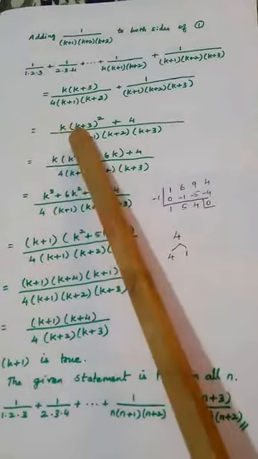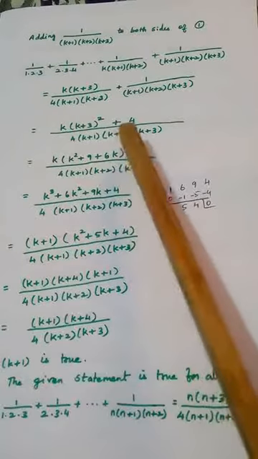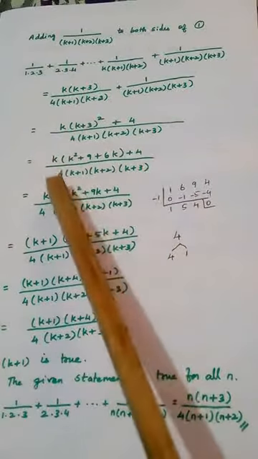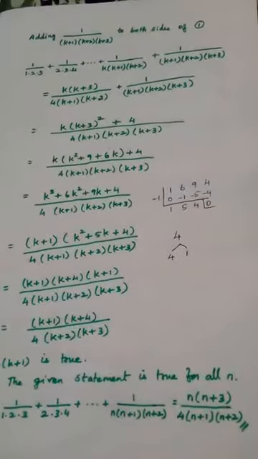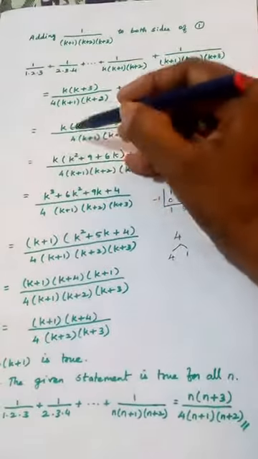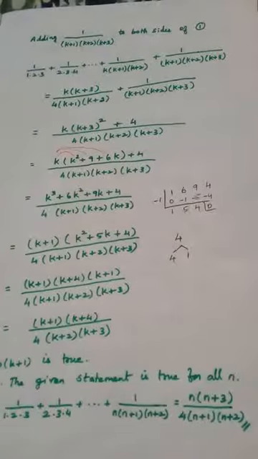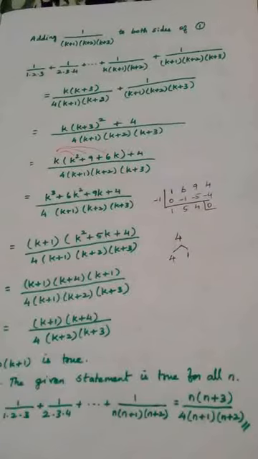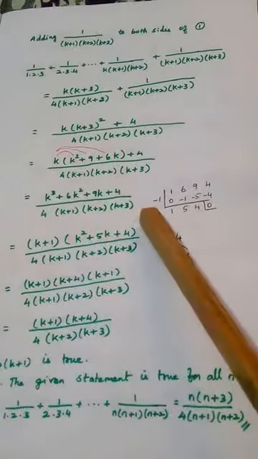After this, I am writing this k as it is, the a plus b whole square expansion, plus 4 over the denominator. Multiplying this k inside, taking k inside the bracket, we will get that, right? So k is taken inside the bracket. So that is the next step. Plus 4 by the denominator.